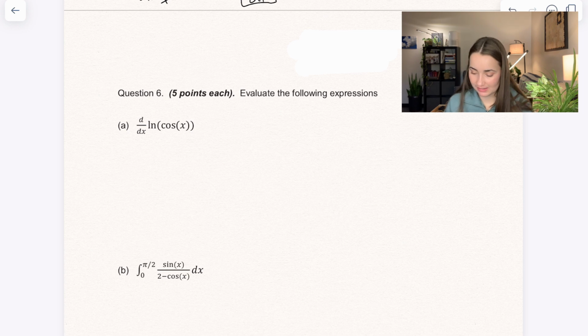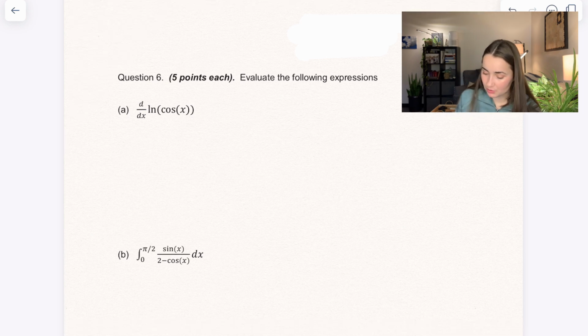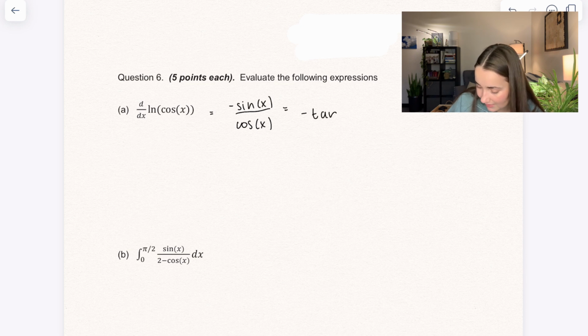Okay, here we go with question 6. We're going to go ahead and take the derivative of the natural log of cosine of x. So when we take the derivative of natural log, we put whatever is inside the natural log on the bottom, so cosine of x, and in the numerator, we put its derivative, so negative sine of x. If you wanted to simplify it, you totally could. That becomes negative tangent of x.